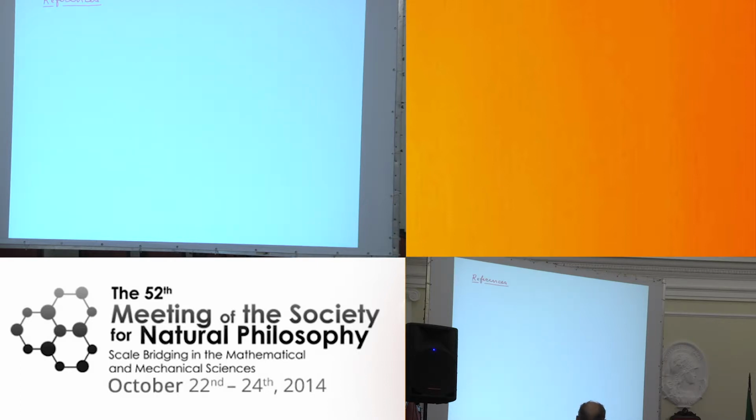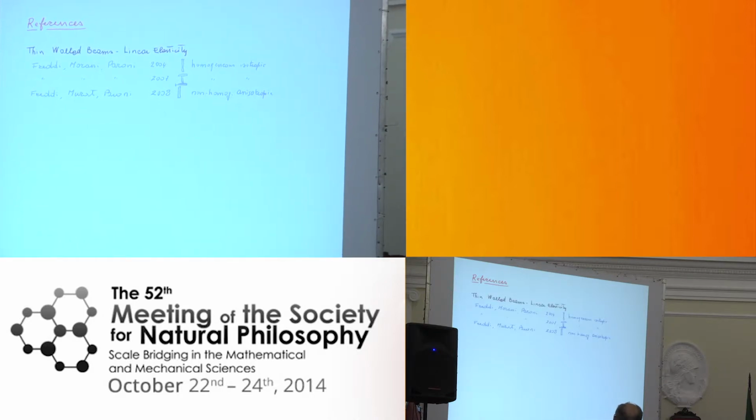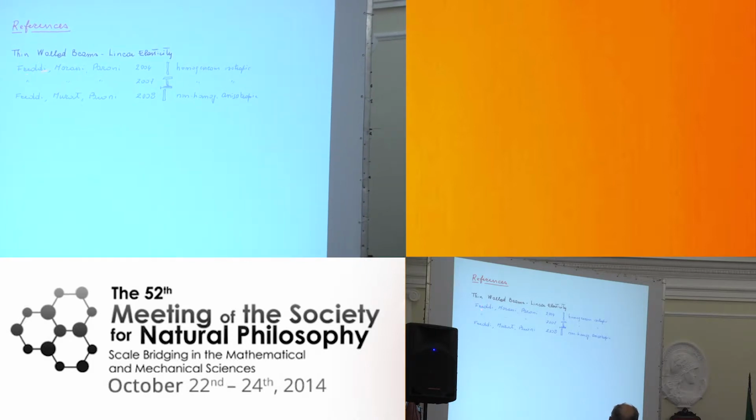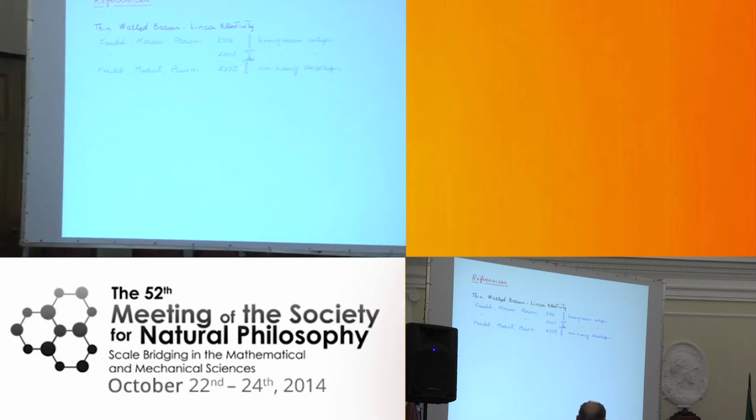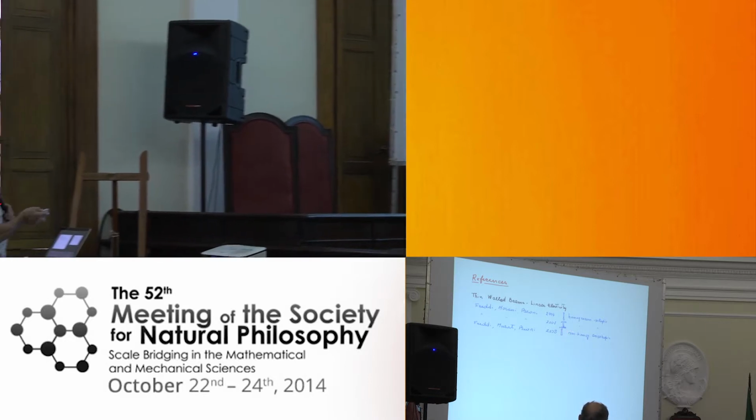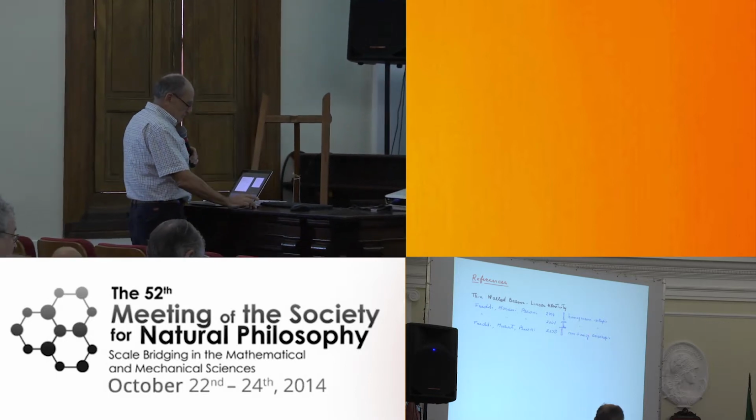Well, this is the way followed by several authors, starting from Freddi, Morassi, and Paroni in two papers in the Journal of Elasticity, which concern the model of thin-walled beams in linear elasticity for the homogeneous isotropic case. And Freddi, Murai, Paroni in 2008, again in SIAM Journal of Mathematical Analysis, dealing with rectangular cross-section in non-homogeneous and isotropic.